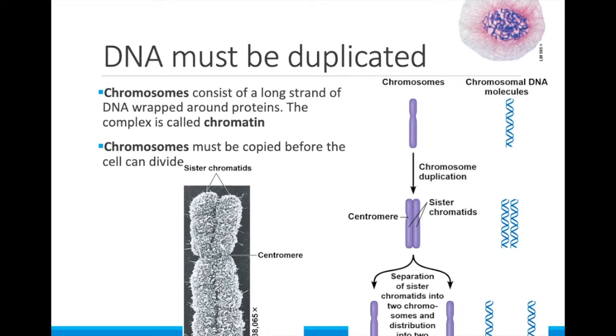So right here on the left, you can see a transmission electron micrograph image of a chromosome that has been copied. It's got a left side and a right side. These 2 sides are called sister chromatids. They are exactly the same, identical, because one was copied from the other.